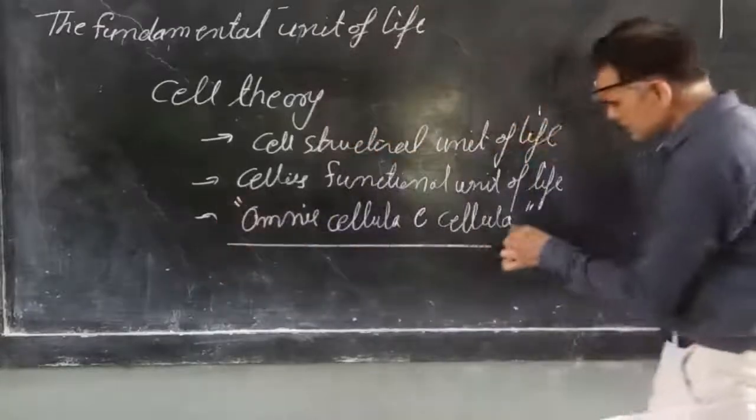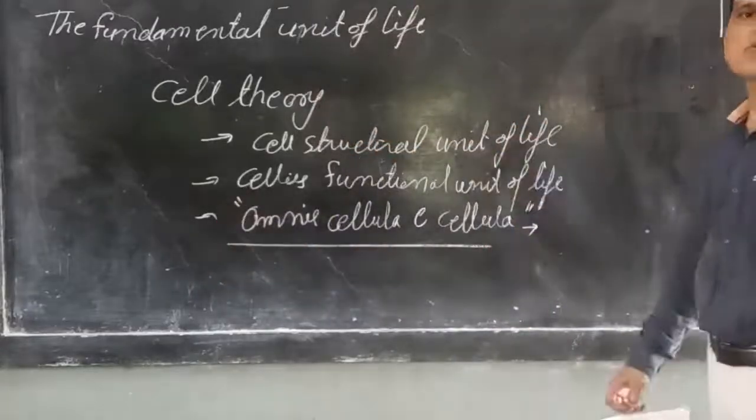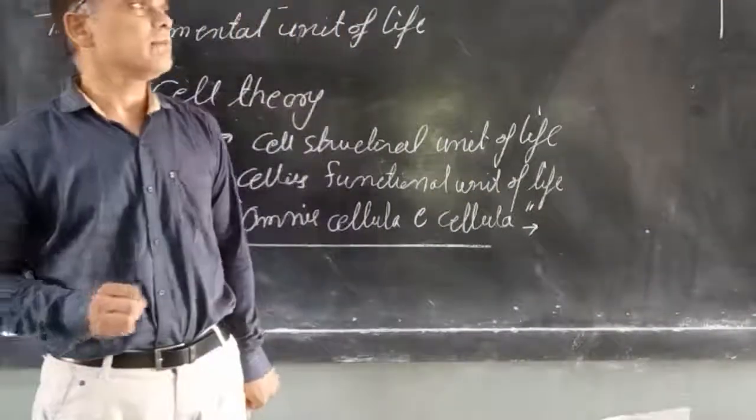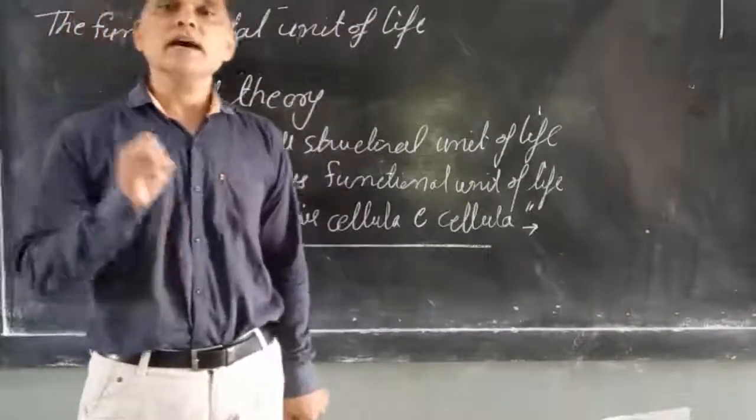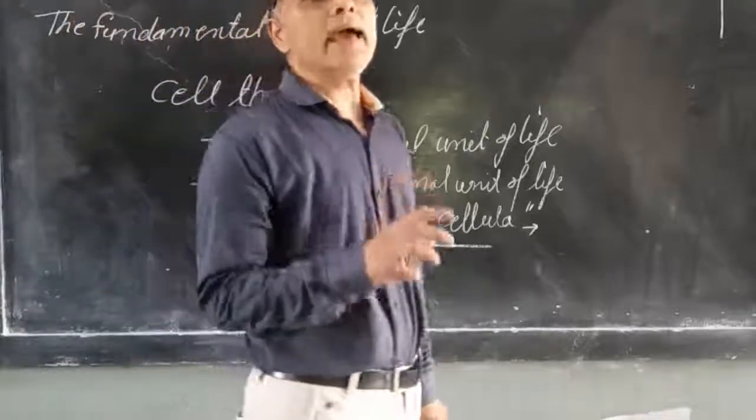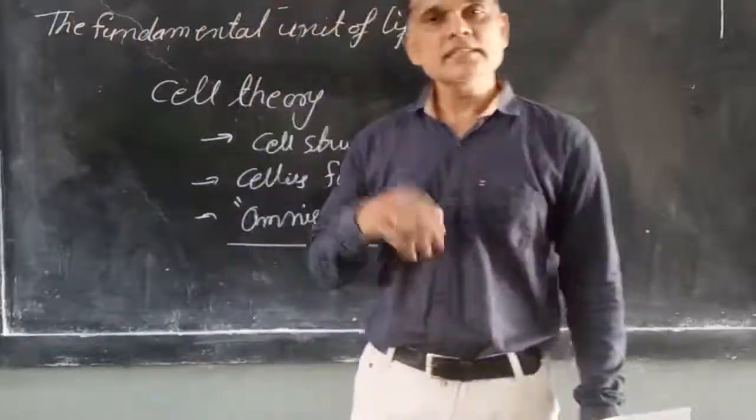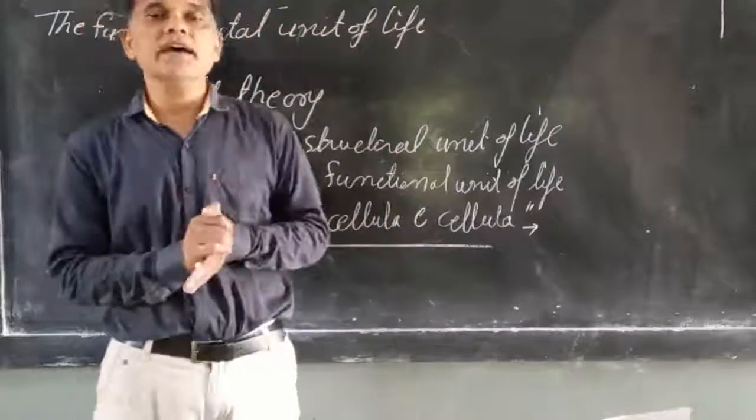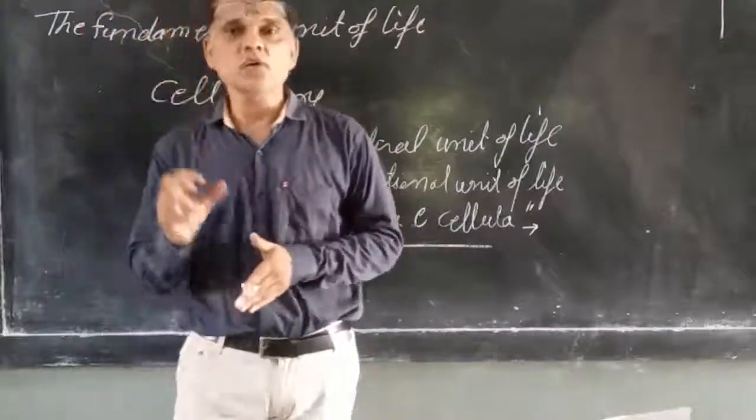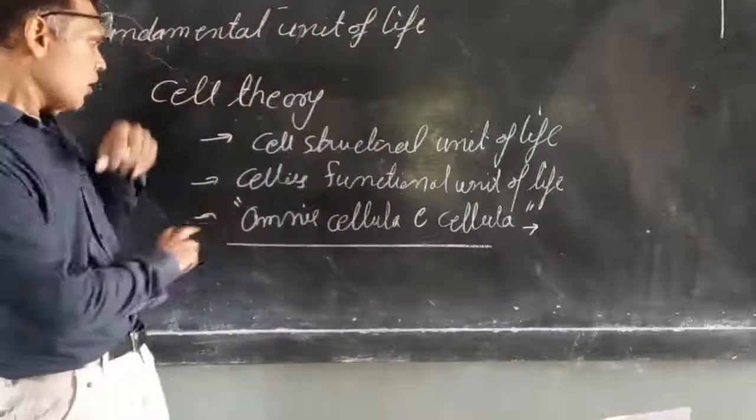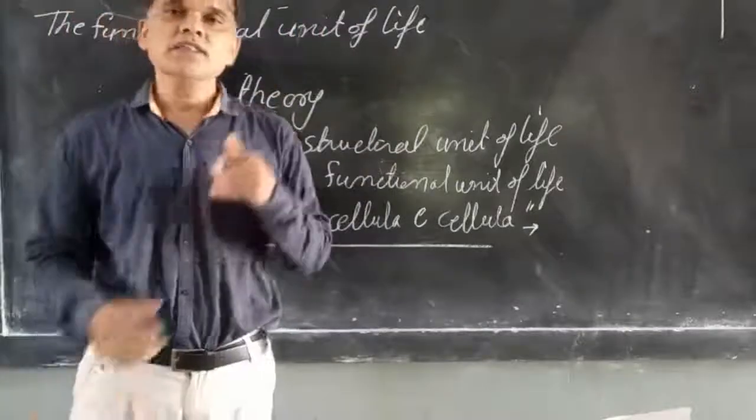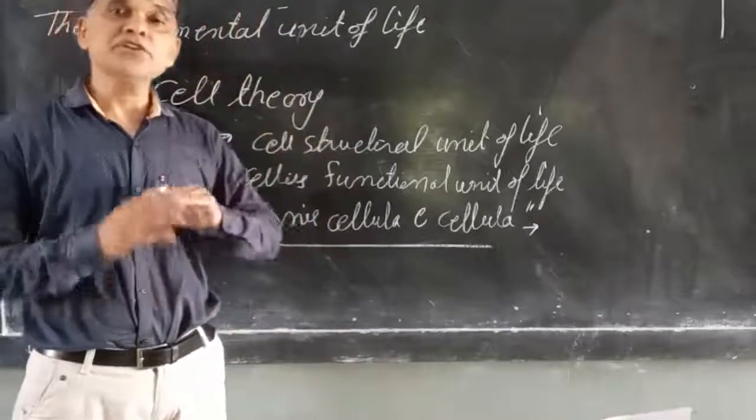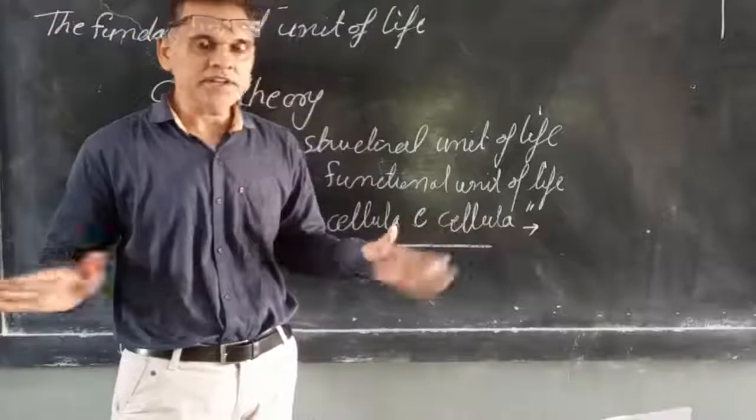This sentence was proposed by Robert Virchow. Omnis cellula e cellula means all cells arise from pre-existing ones. यानी सभी सेल का ओरिजिन पहले से प्रेजेंट सेल से होता है. That is, omnis cellula e cellula. All cells arise from pre-existing cells, meaning no de novo origin, no spontaneous origin.